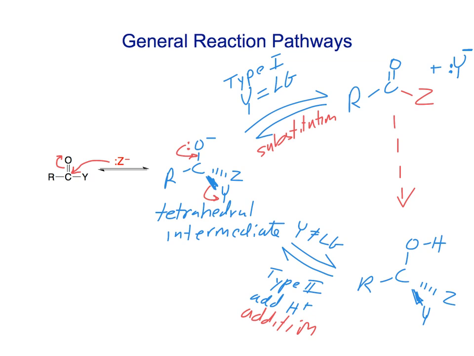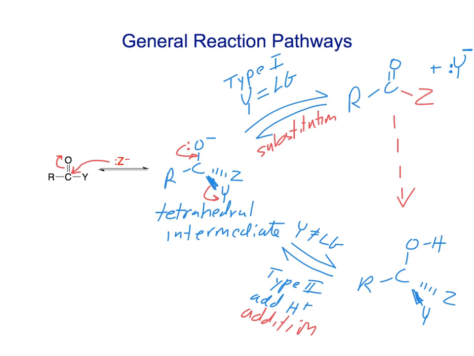Z could come off, and where would it go then? It would just go back to where we started. Right? So it could go on, it could come back off. But we're only going to have a productive reaction if the Y group that's on there is actually a better leaving group than Z. That's the only way we're going to go forward.